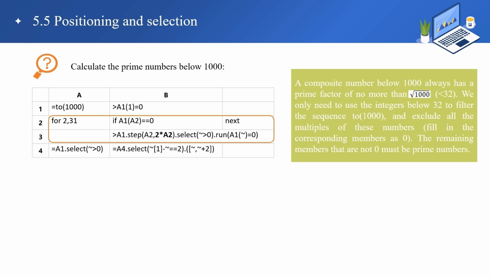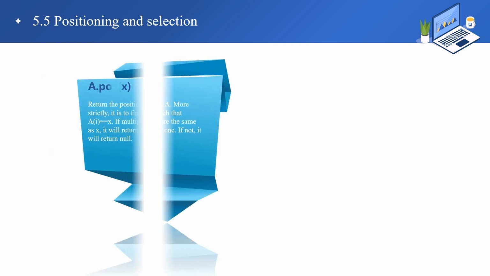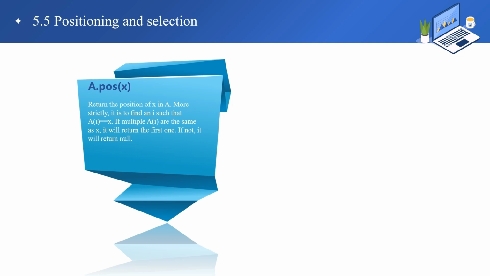By the way, B4 calculates all twin prime pairs on this basis, which are the prime numbers with difference of 2. Using the select function and a dot function that we've learned, the result is a two-layer sequence. The select function will get members out of the sequence.